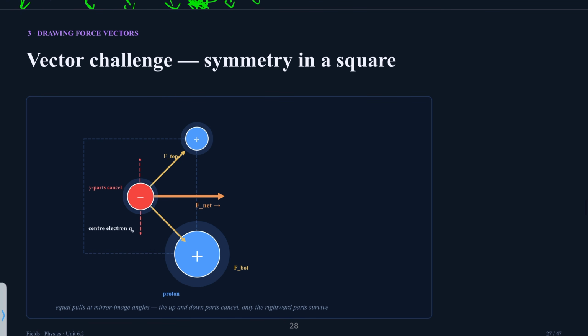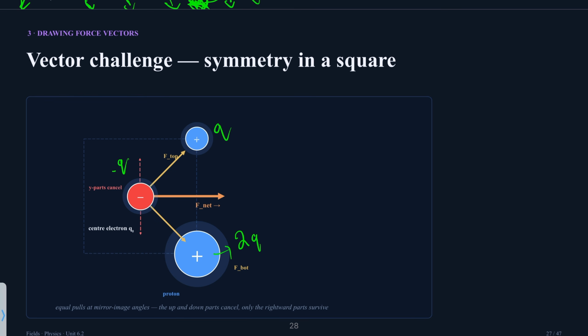All right, so now let's try a challenge. Here you have an electron in the middle, okay? And two protons on the right of that electron. Let's just say this one is 2q, this is q, this is negative q. So what direction is this electron going to go?